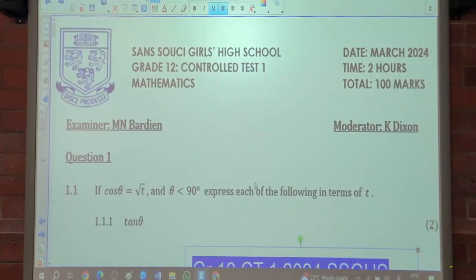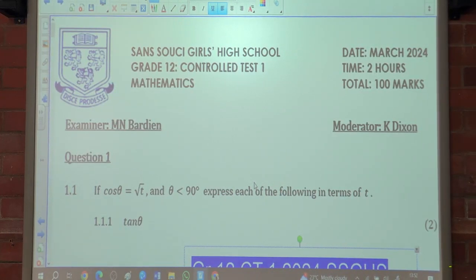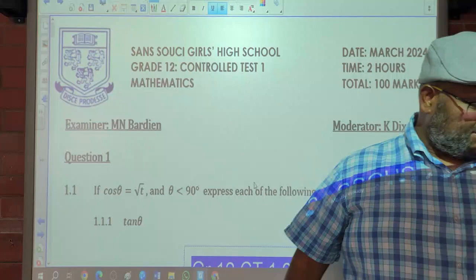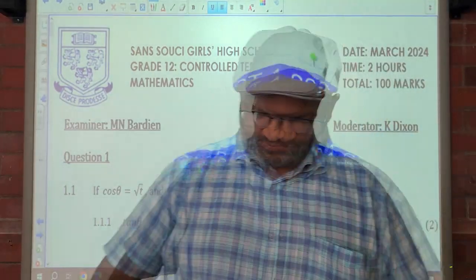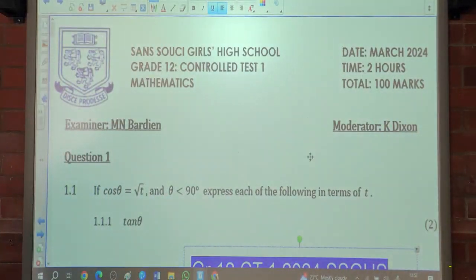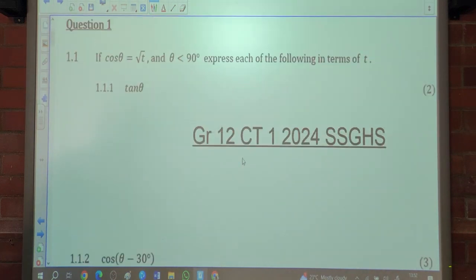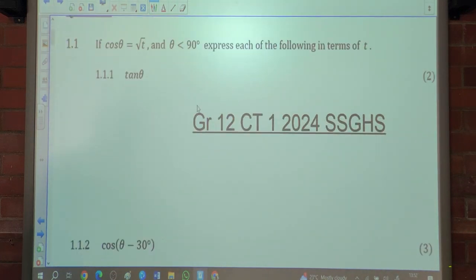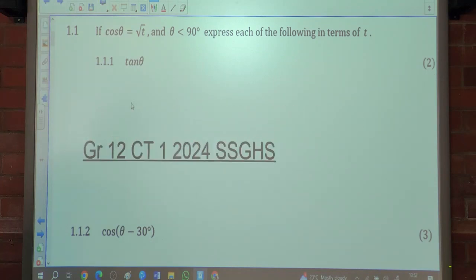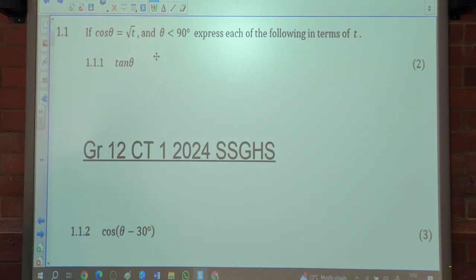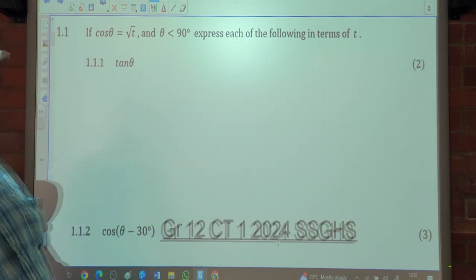Okay, good afternoon class. So today we're looking at the control test 1 of 2024 of our school. The paper was for 100 marks, 2 hours. The question paper and memo can be found in the description box below. Alright, I'm sure I won't get through this lesson or this paper, but it will probably be over 2 lessons, okay?